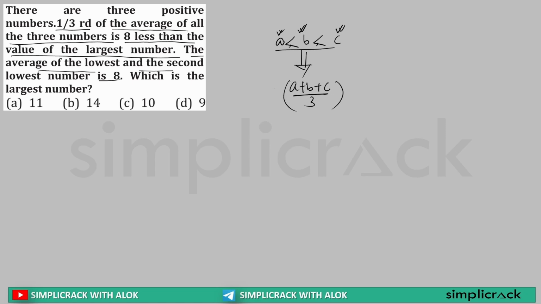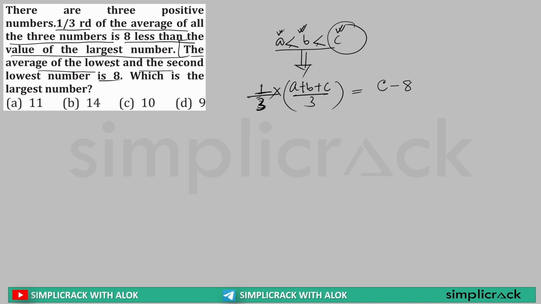Now what is it saying? 1/3 of this number is equal to what? Sir, 8 less than the value of the largest number. Sir, the largest number is what, sir? C. So it is C minus 8 because it is 8 less than the largest number. Clear? Yes, sir, clear. Now in the second part, what is it saying?